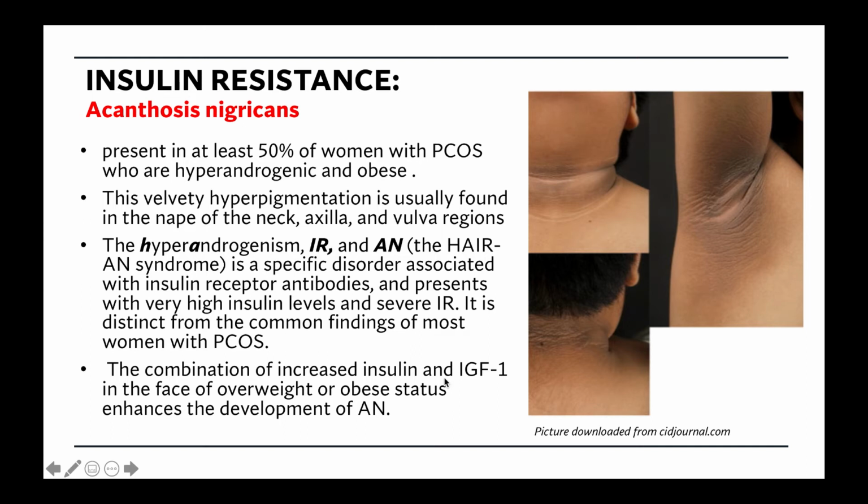There's another syndrome that is associated with acanthosis nigricans, and this is the HAIR-AN syndrome, which stands for hyperandrogenism, insulin resistance, and acanthosis nigricans. This is a specific disorder that is associated with insulin receptor antibodies and presents with very high insulin levels and severe IR. It is distinct from the common findings of most women with PCOS.